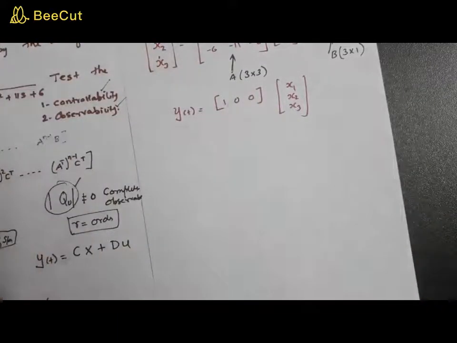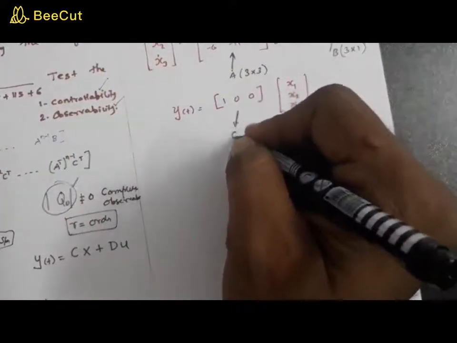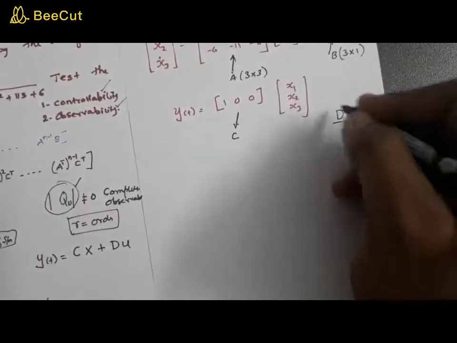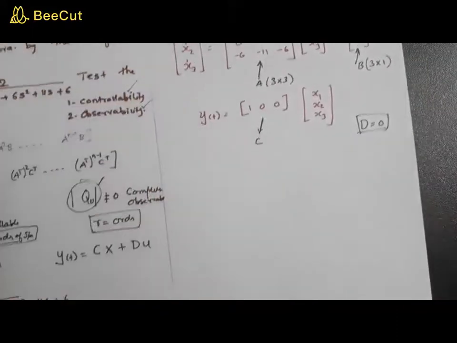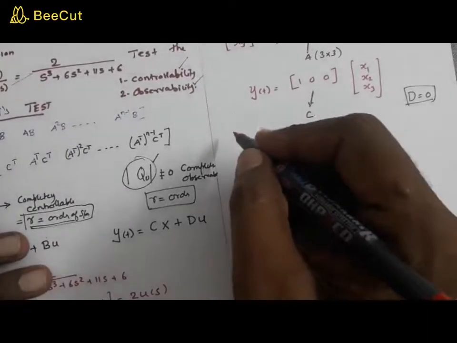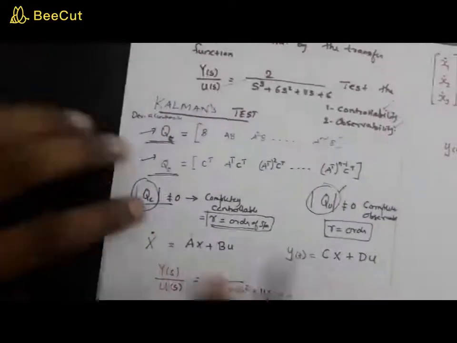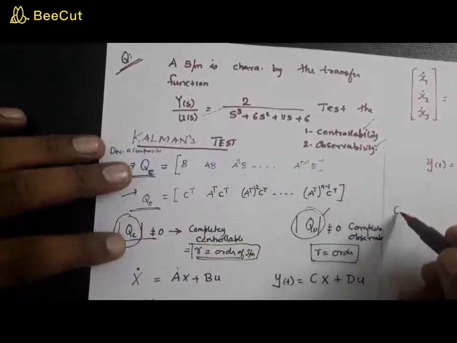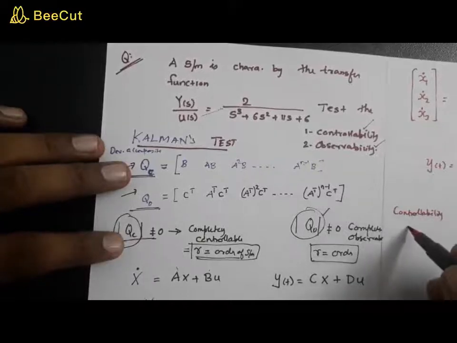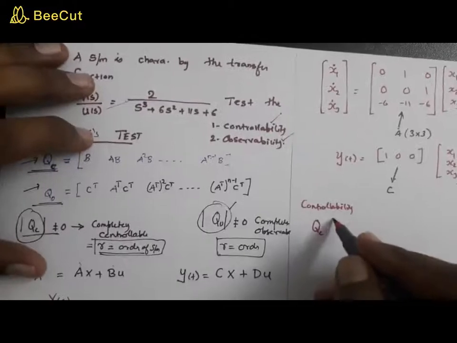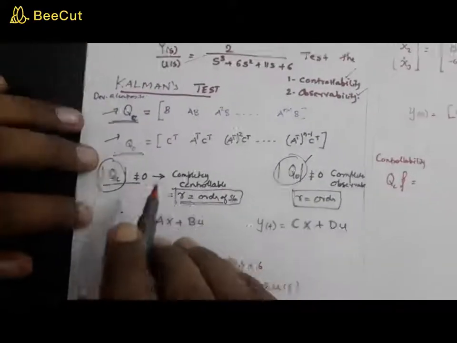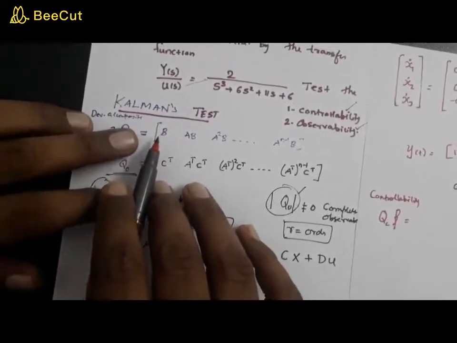So what is this matrix? This is of the form C into x plus D. There is no D, that means D is equal to 0. Okay, so you got the four matrices. Now once you have the matrices, you can find the composite matrix QC. First of all let us check the controllability. In order to check the controllability, you need to develop the composite matrix corresponding to controllability, which is QC. Now in QC, the first element will be the matrix B.